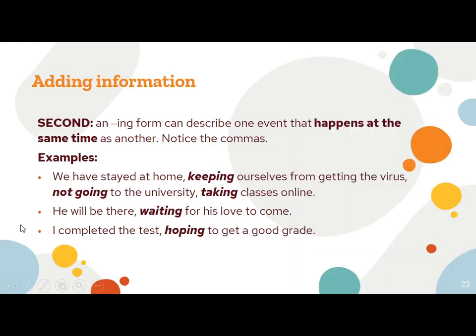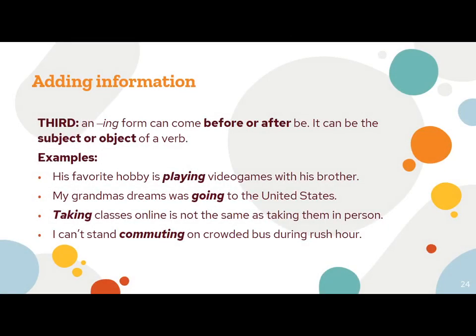Okay, and I go with the last part. Third, an -ing form can come before or after be. It can be the subject or object of a verb. First of all, it's important, guys, that you take a look at the information that you have right here. These are not actions, so those are activities. Let's focus on that so we don't get confused.